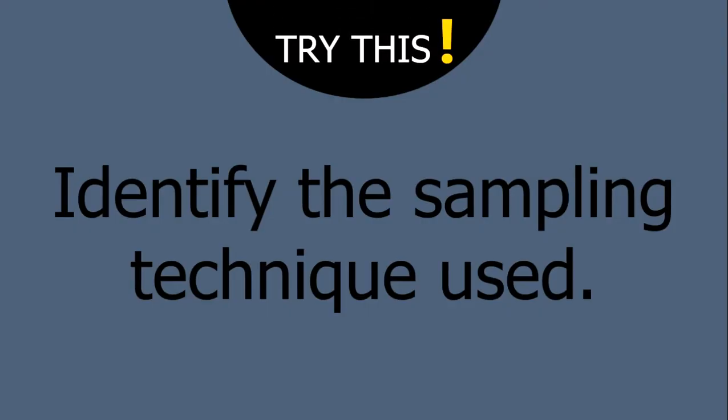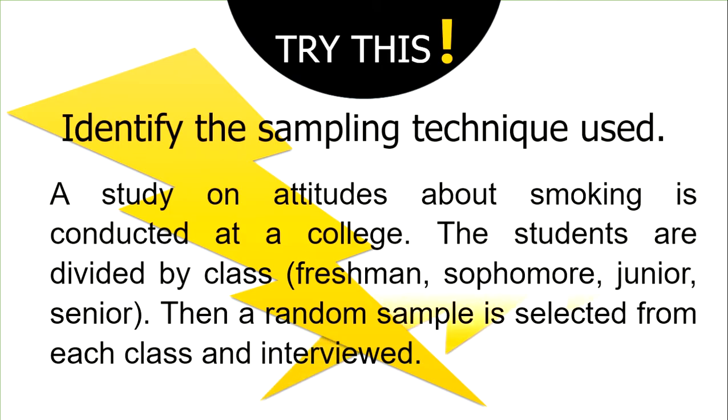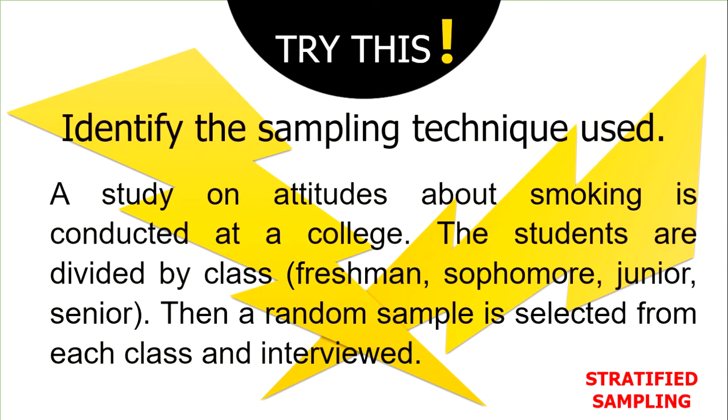Now, let's try to identify the sampling technique used here. A study on attitudes about smoking is conducted at a college. The students are divided by class: freshman, sophomore, junior, senior. Then a random sample is selected from each class and interviewed. So as you can see here, there's a class or strata. There's a representative from each class, so therefore this is stratified sampling.